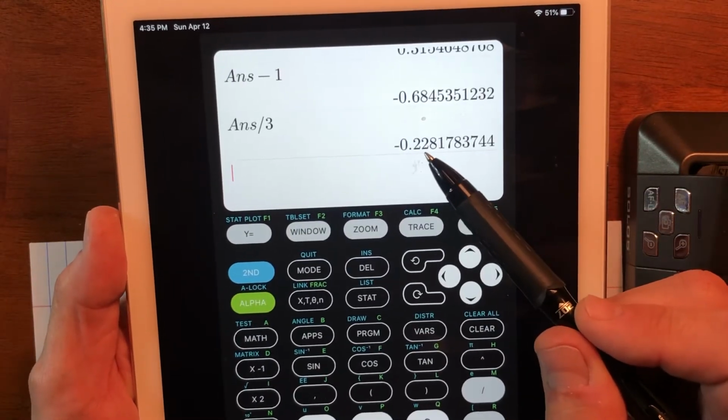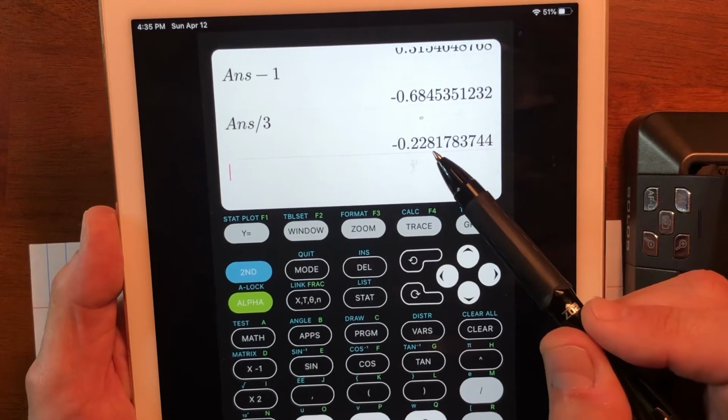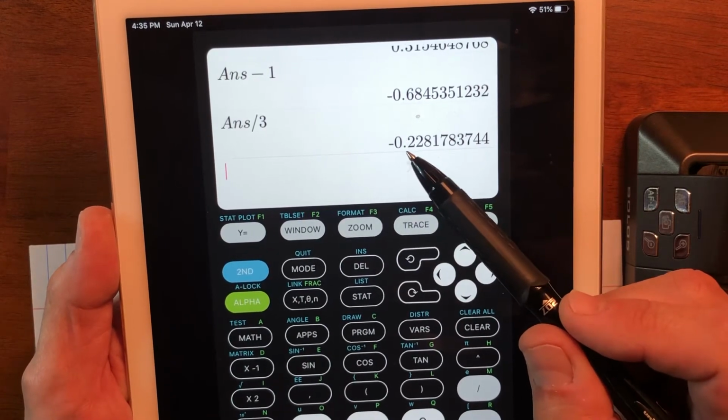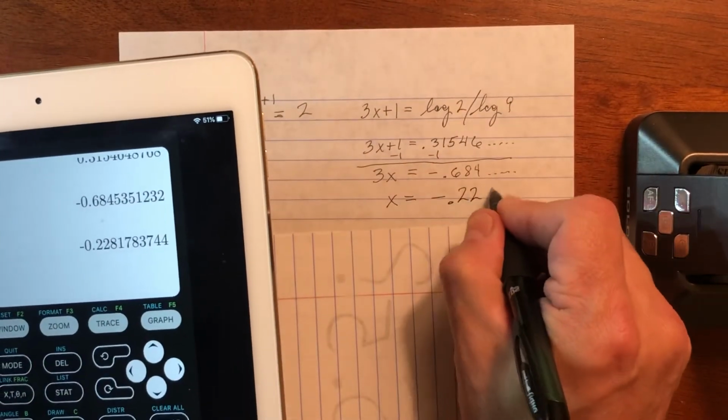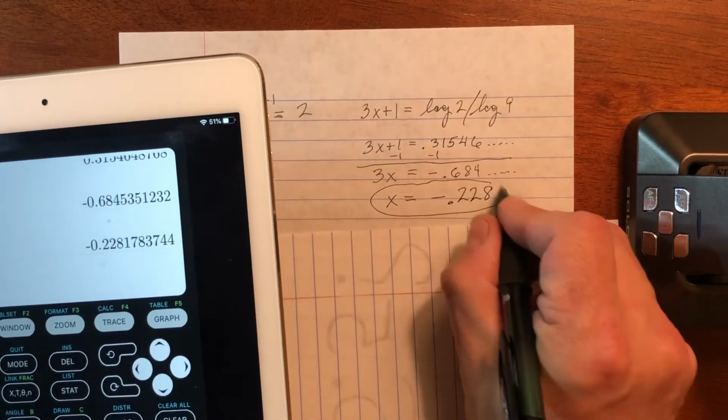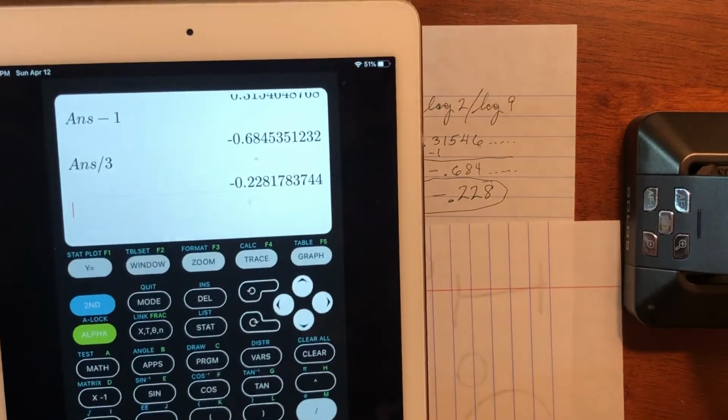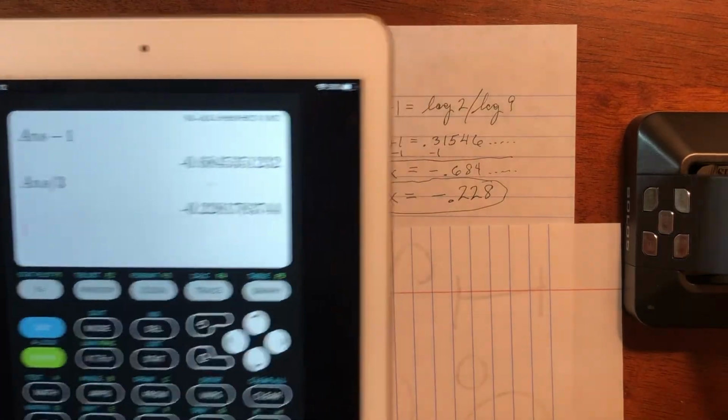Negative 0.2281. Well, the 1 says to round that 8 down. So the answer is negative 0.228. Because you all know that rounding is really important on these IXLs. If you don't round correctly, it's going to mark it wrong.